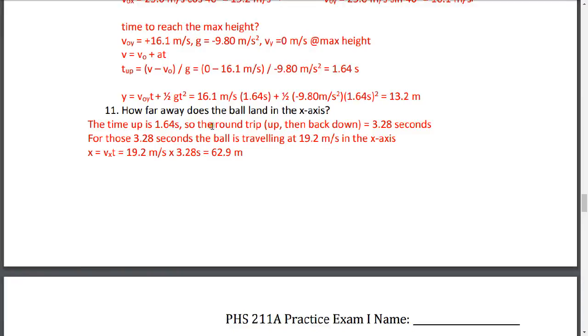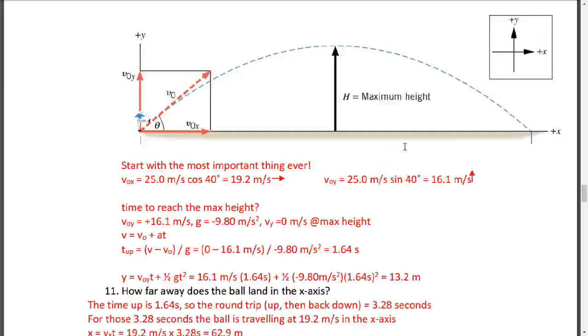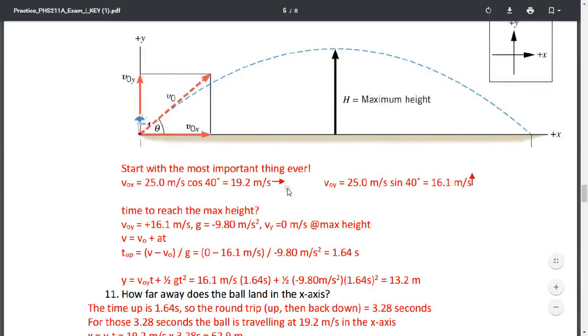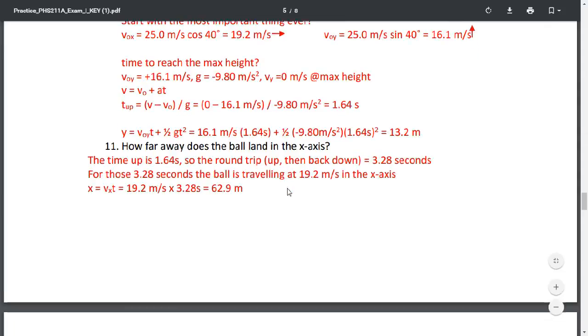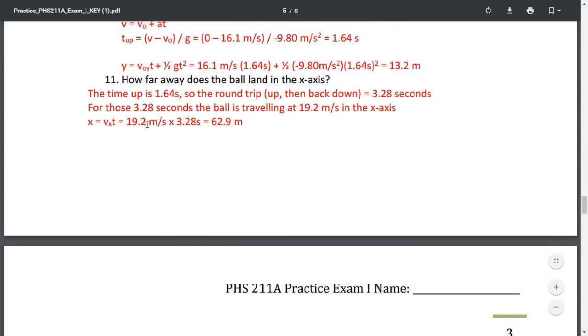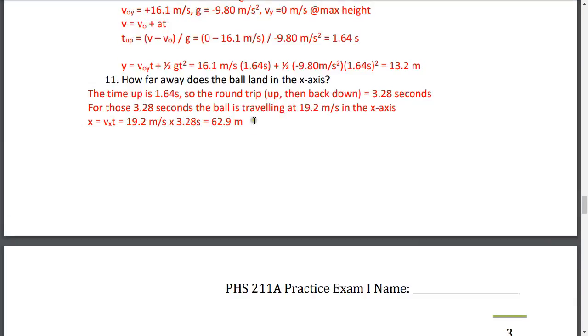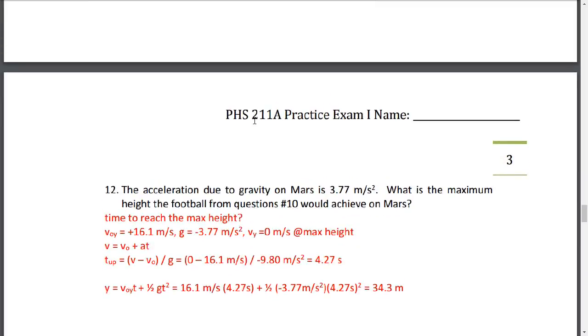But now that I know the time, how far away does the ball land in the x-axis? Well, I know if it took 1.64 seconds to get up to its maximum height, it'll take another 1.64 seconds to come back down. So 3.28 seconds total time in the air. I know that my x-axis velocity is 19.2 meters per second the whole time. So 19.2 meters per second times 3.28 seconds gives me 62.9 meters for my x-axis range.